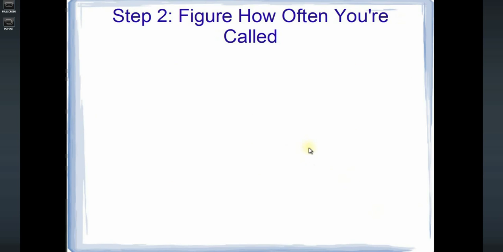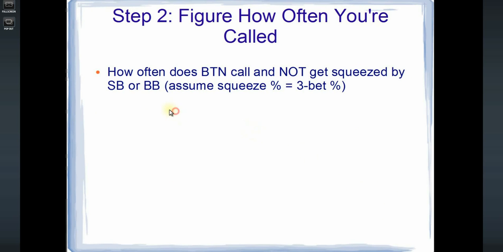All right, so now we want to figure out how often the cutoff open is called. How often does the button call and not get squeezed by the small blind or big blind? We're going to assume the squeeze percentage is the same as the 3-bet percentage. Honestly, I think that sounds really reasonable. You might have the small blind start having some cold calling range with pocket pairs or something if the button calls 2. But for the most part, I think the squeeze ranges and the 3-bet ranges are going to be really close, at least close enough that we're not going to worry about it.